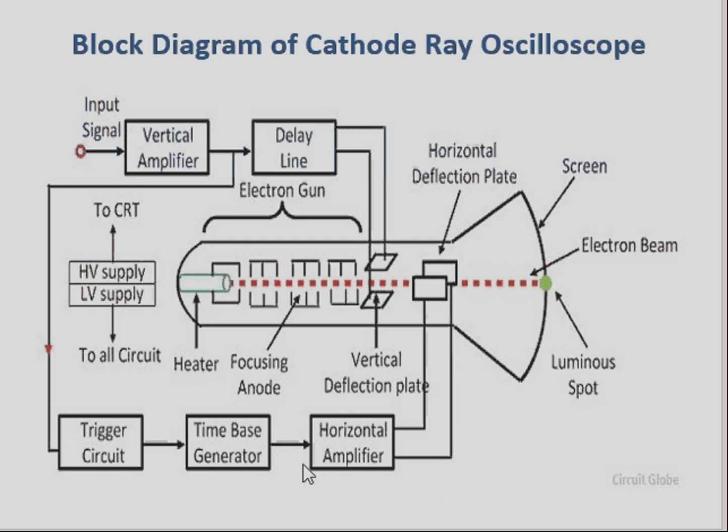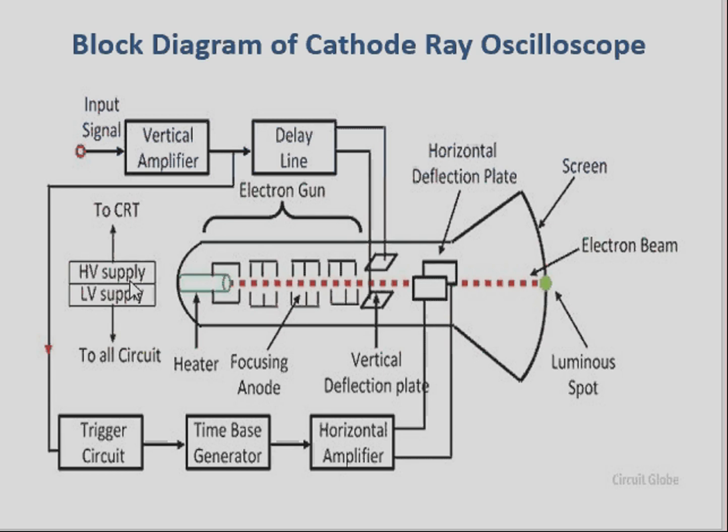But the input to the horizontal deflection plate is not sufficient to produce the field. So the output of this time-base generator is given to the horizontal amplifier, and this amplifier amplifies the sawtooth input, and then that output is given to the horizontal deflection plate. Now this energy is sufficient to produce the forces in the horizontal deflection plates.